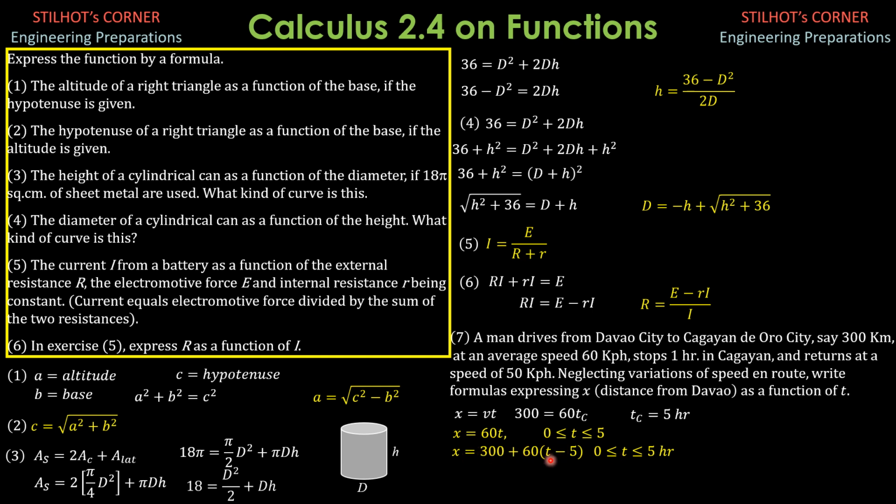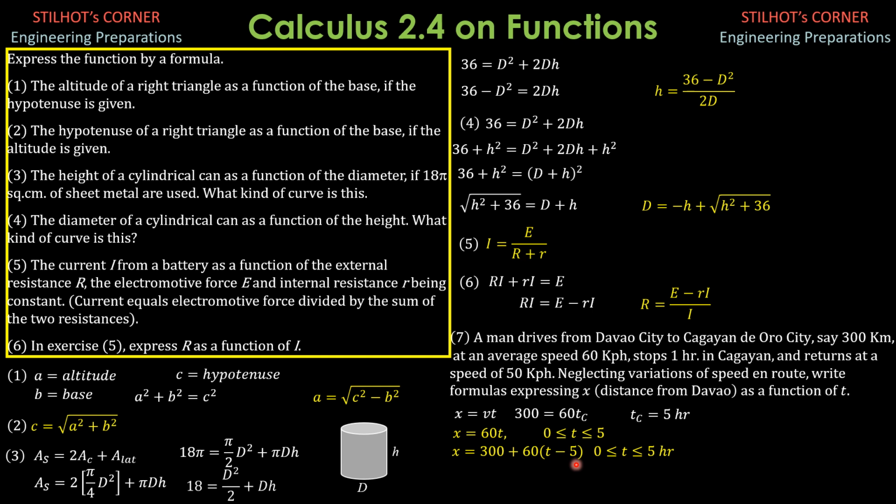I'll use this formula because the distance from Davao to Cagayan is 300 kilometers, and you can check that when time is 0, this is 0. When time is 1, this should be 60. This will give us 60 kilometers because 60 times 1 is 60. And if you substitute here 300 plus 60 times 1 minus 5, 300 minus 240 is also 60. When time is 2 hours, 60 times 2 is 120. This is also 120 when t is 2, and so on until 5 hours.